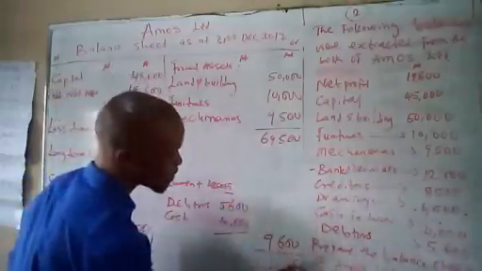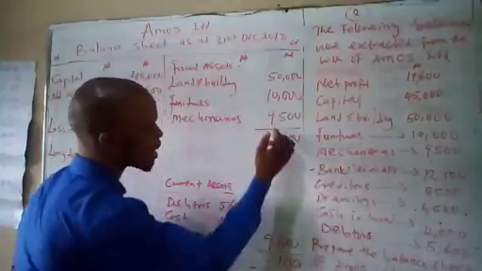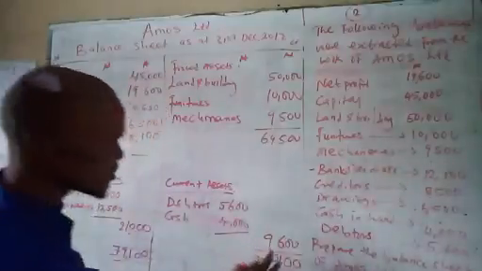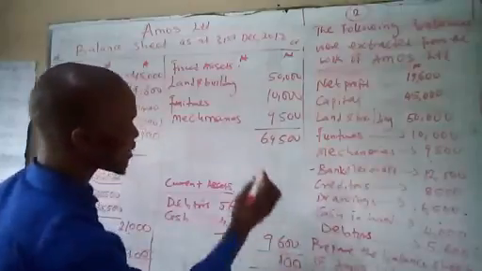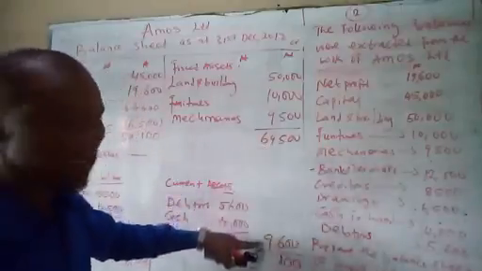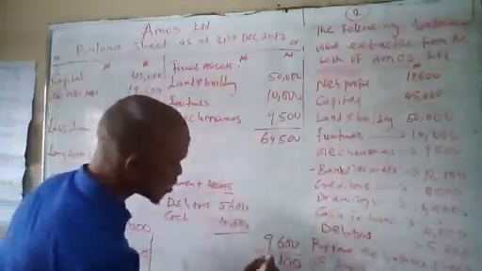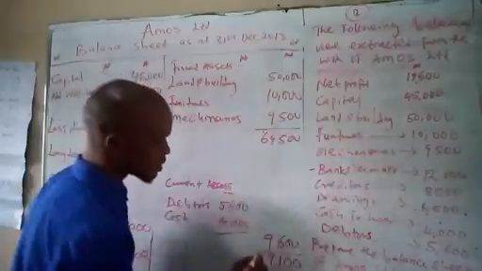0 plus 0, we have 0. 0 plus 0, we have 0. 5 plus 6, we have 11. Write 1, carry 1. 1 plus 9, we have 10. What am I saying? We have 1,001. Carry 1. 9 plus 9 is what? 18. 18 plus 1 is 19. You write down 9. Carry 1. 1 plus 6, 7.